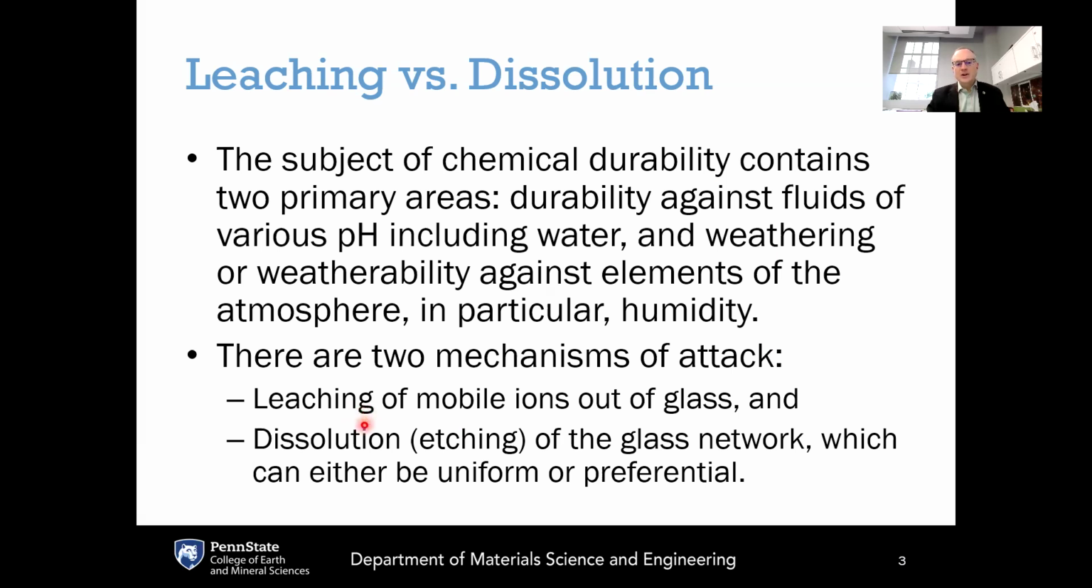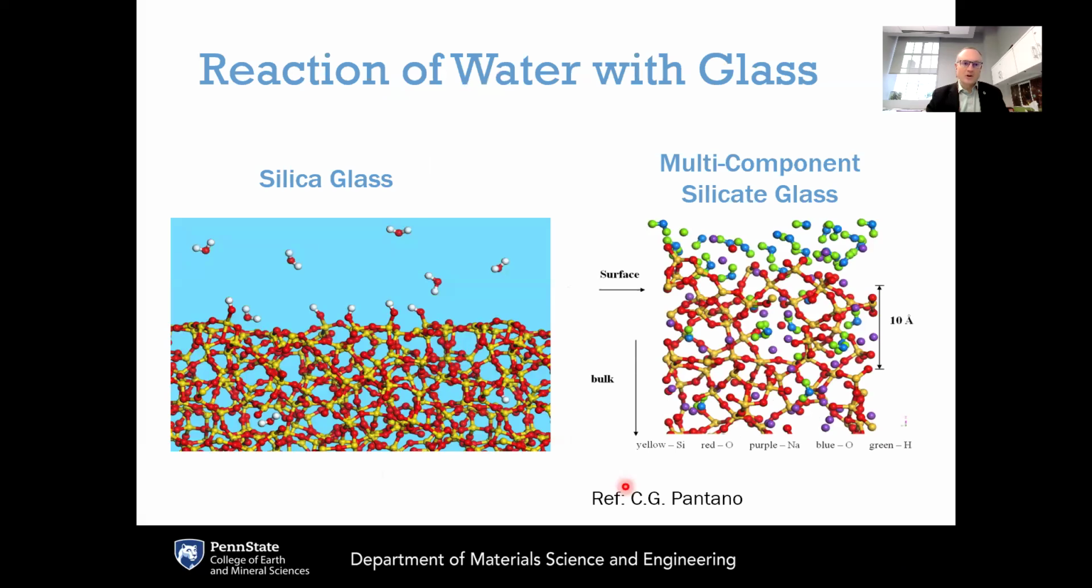The second mechanism of corrosion is dissolution, also known as etching of the glass network. This is removal of large parts of the glass network itself, taking out some of the glass network formers. This can either be uniform, meaning that it takes out the ions from the glass surface in proportion to the molar concentration of the species, or dissolution could also be preferential, in which case certain species are dissolved out faster compared to others. These plots show the reaction of water molecules with glass surfaces.